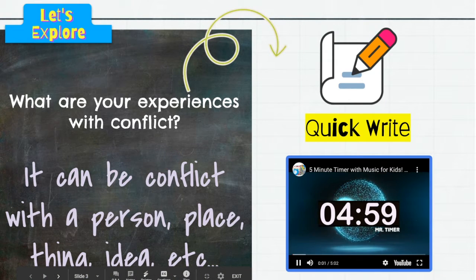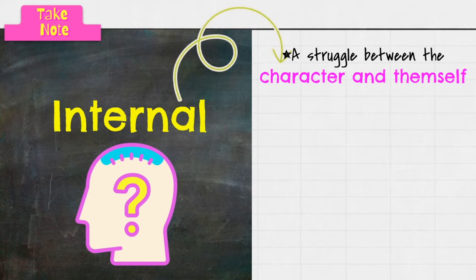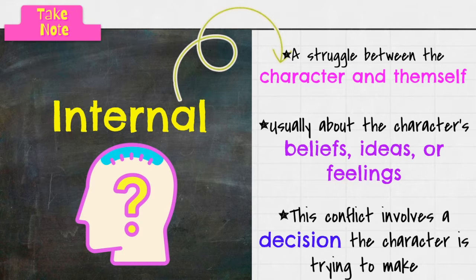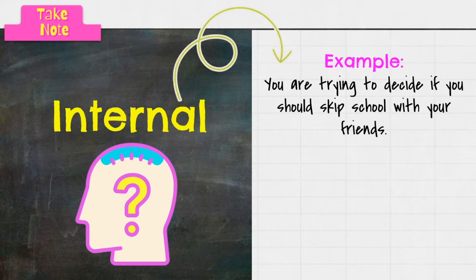So first, let's look at something we call internal conflict. There are two main types of conflict. First is internal. And internal is a struggle between the character and themselves. It's usually about the character's beliefs, ideas, or feelings. And this conflict involves a decision the character is trying to make. So an example would be you're trying to decide if you should skip school with your friends or just go to class like you're supposed to. That would be an internal conflict because you're trying to make that decision and you're struggling with right and wrong.